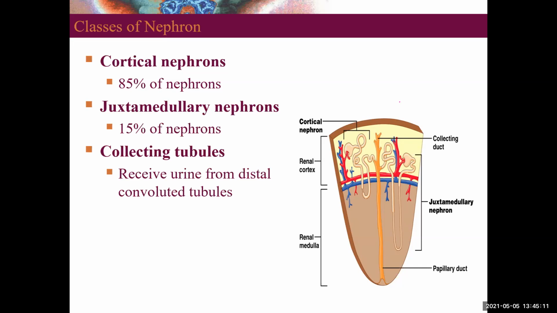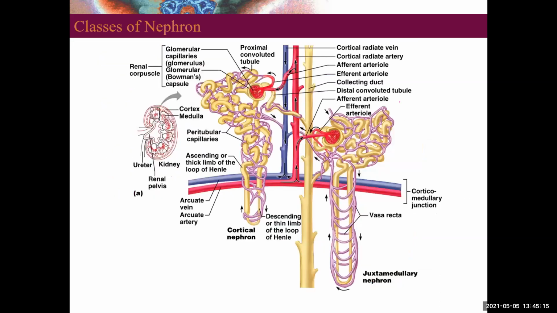Camels will have more juxtamedullary nephrons because camels need to conserve all the water they drink. And that's why they do not pee. They pee very little, and very dark urine. Okay. So same thing here.